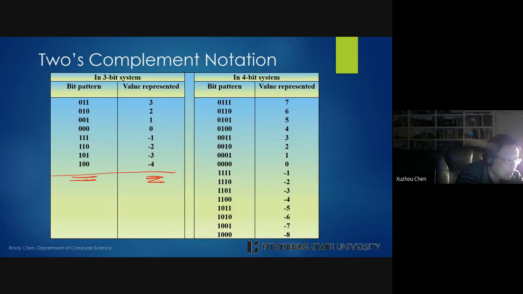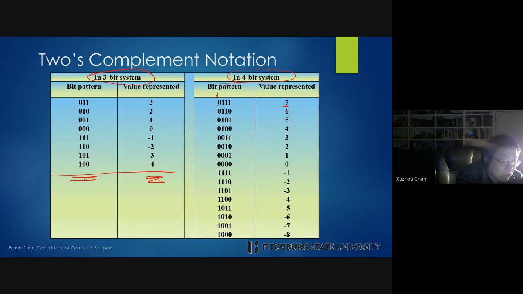And the left table is in the 3-bit system, and this one is in the 4-bit system. So this gives you a 7. It's 0, 1, 1, 1. It's a positive sign, so it's 7. If the most significant bit is 0, then it's the same as the binary representation of the number.